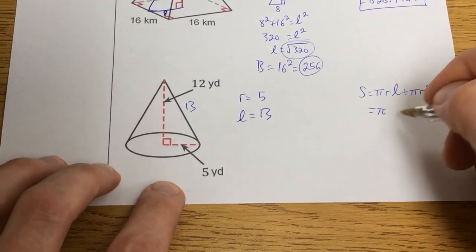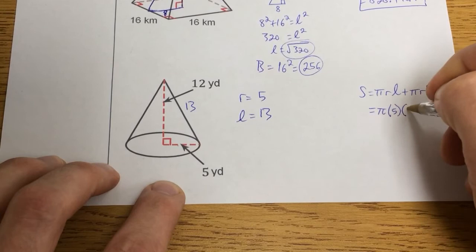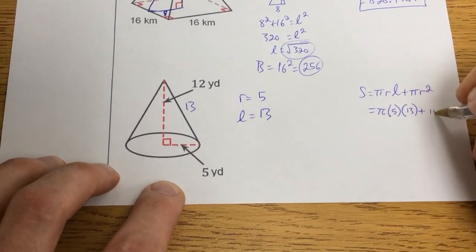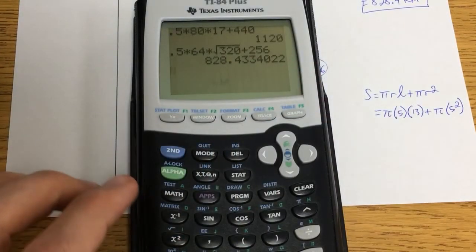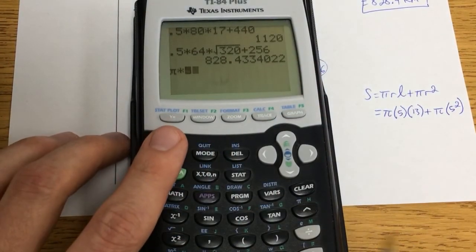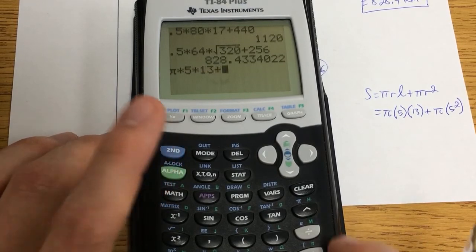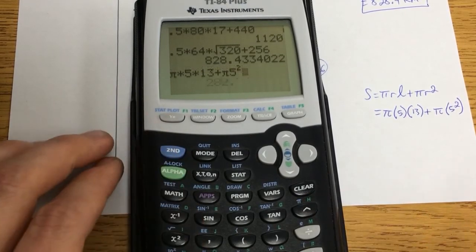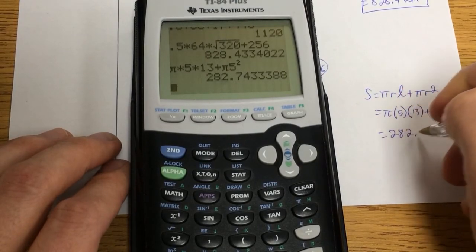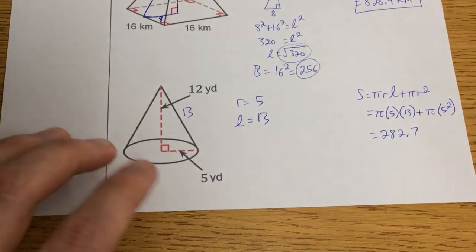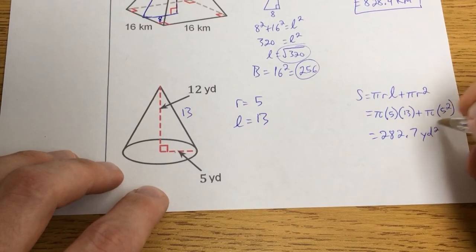So I got everything. Pi times 5 times 13 plus pi times my radius squared, which is 5 squared. Come to my calculator. Got pi times 5 times 13 plus pi 5 squared. And I get 282.7, and these are also yards squared.